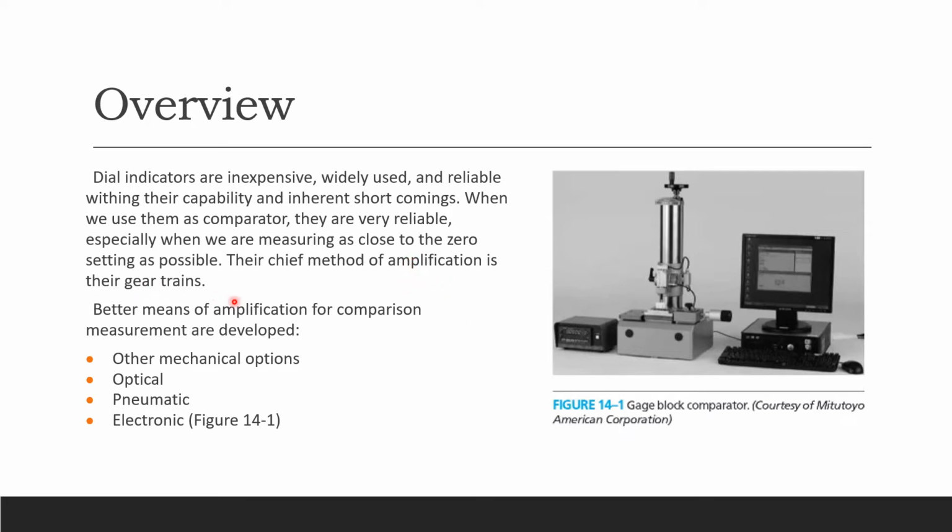The chief method of amplification is nothing but boosting the precision, okay? It's their gear train. Better means of amplification for comparison measurement are developed with other mechanical options, optical, pneumatic, and electronic. Anyways, these are the modes of amplification, but they do nothing but amplify the precision so that you can measure in a more accurate way.